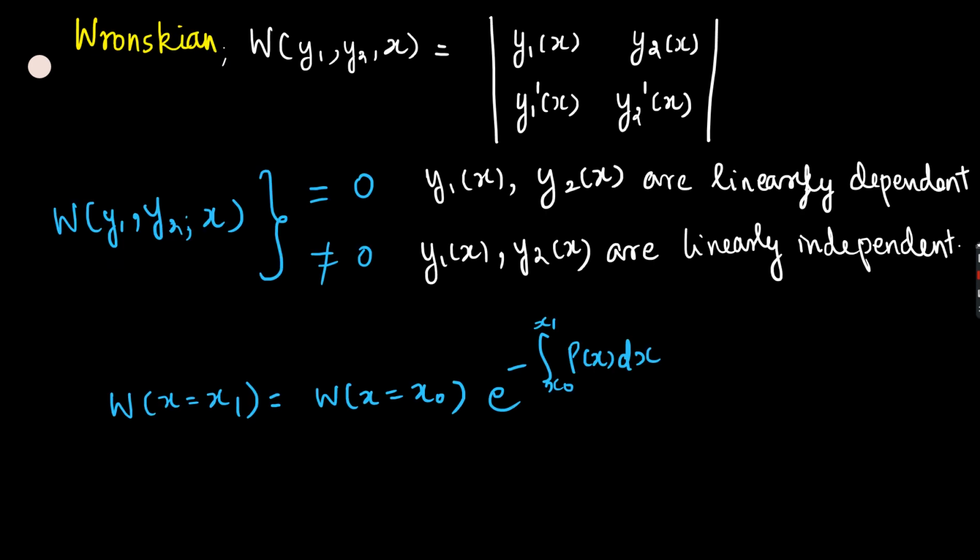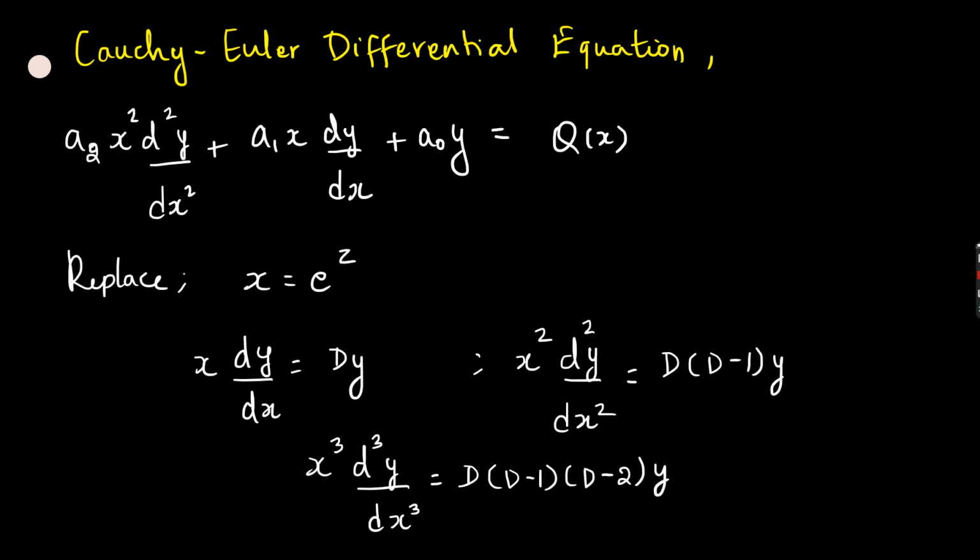So next is the Wronskian. If you have two solutions y1 and y2 for a given differential equation, and you have to find whether the solutions are linearly dependent or independent, you can directly find the Wronskian, where the determinant has y1, y1 prime, y2, y2 prime. If it is equal to 0, then the two solutions are linearly dependent, and if it is not equal to 0, the two solutions are linearly independent. And also this is an important form of your Wronskian. So you just note it down.